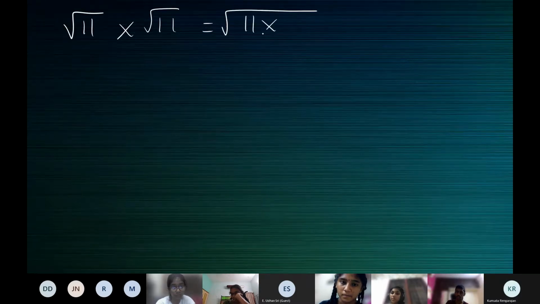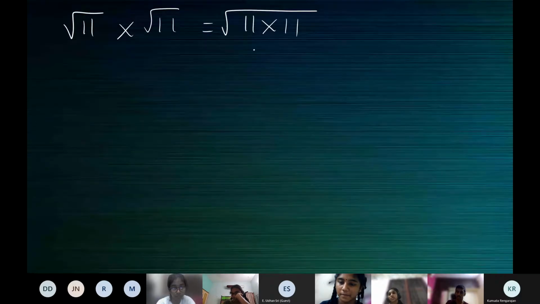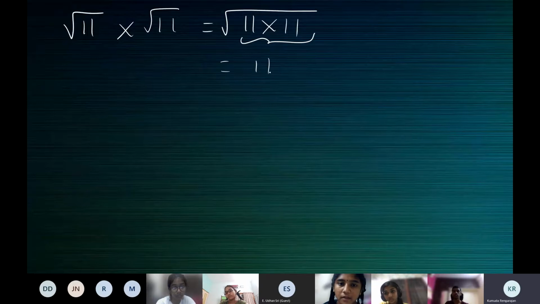Yes, ma'am. Under root, you have to put 11 into 11. Very good. And from that pair, we should take 1 out, ma'am. So from the two 11s, 1 11 comes out. So the answer is 11. Yes, ma'am.